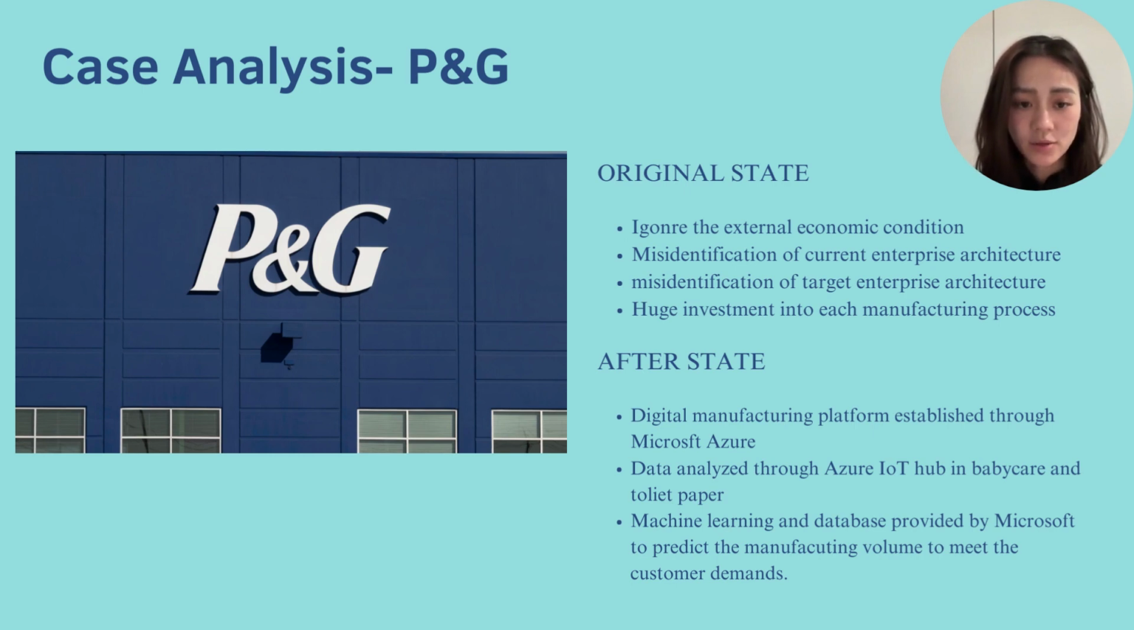P&G has applied Azure IoT Hub and Azure IoT Edge to collect data from sensors in the production line, then monitor any potential problems in the production line and predict the manufacturing process to adjust to customer demand, which dramatically increased operational efficiency and limited the resource base.